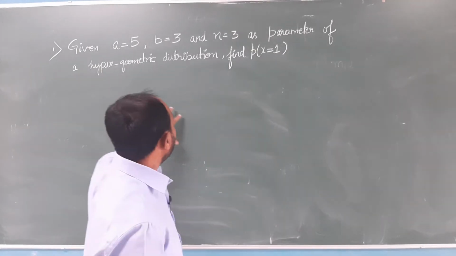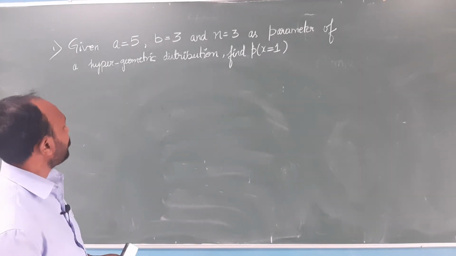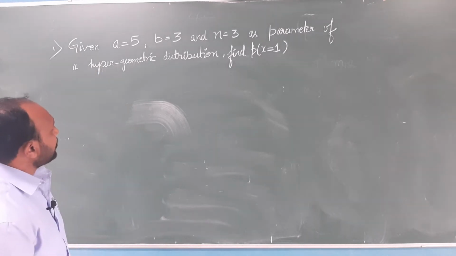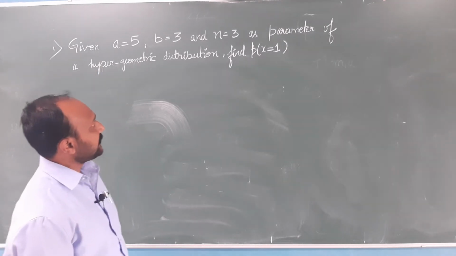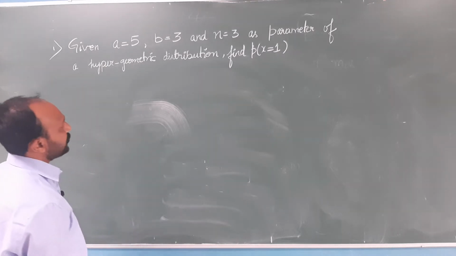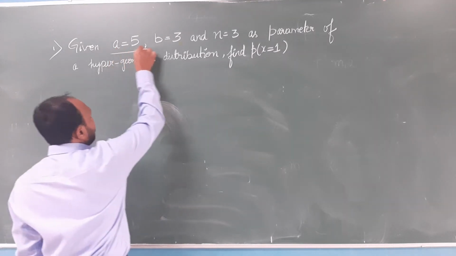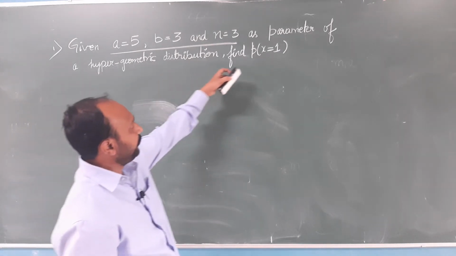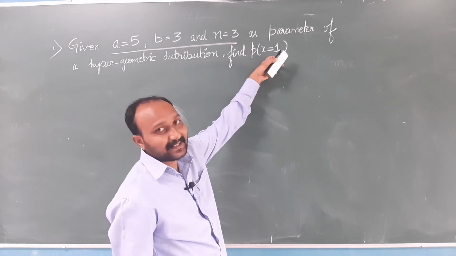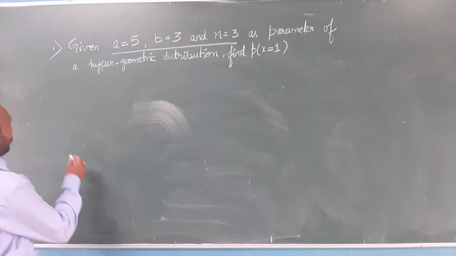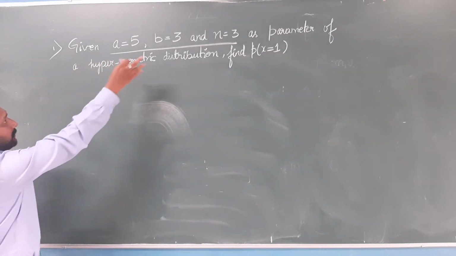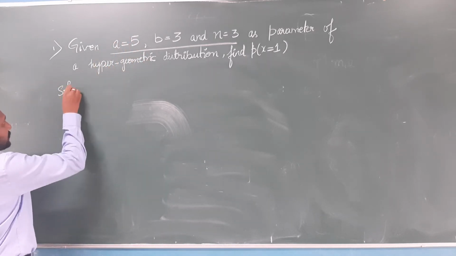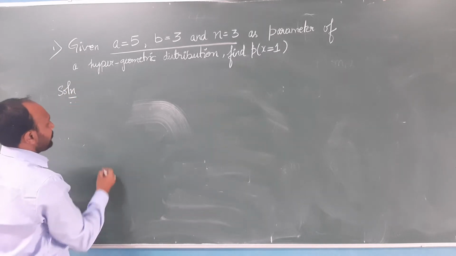In today's session, let us study a problem related to hypergeometric distribution. Here, given A = 5, B = 3 and n = 3 as parameters of the hypergeometric distribution. We have been asked to find the probability of x = 1. Already A, B and n values have been given here, so right away let us start with the probability mass function.